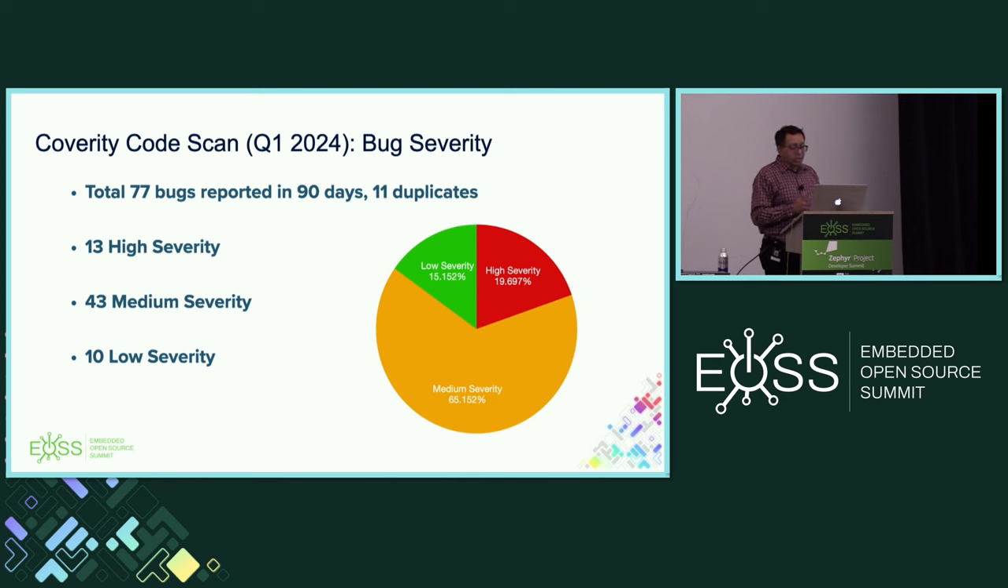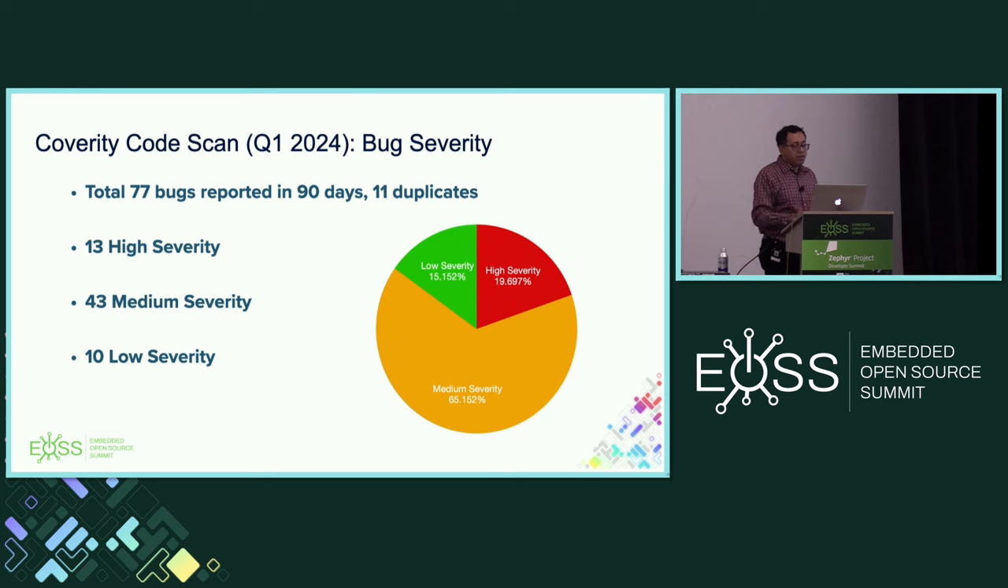And so most of the bugs that were identified were of medium severity, about two-thirds of them. But then there's about 20% of the cases where some high severity bugs were found. The majority of them have already been fixed. There are a few that have been labeled as high severity by Coverity, but the community is not necessarily sure about that.